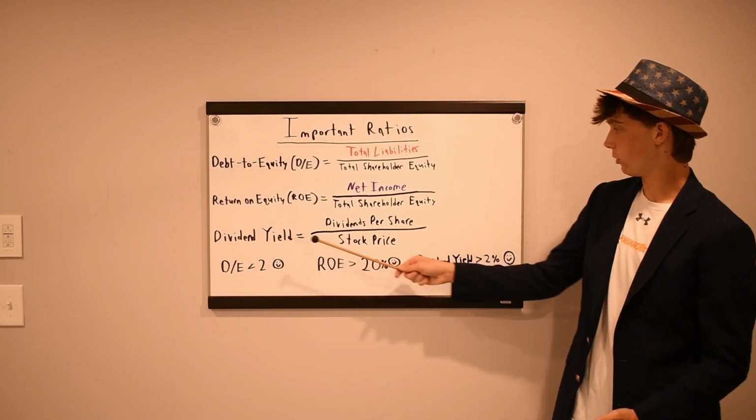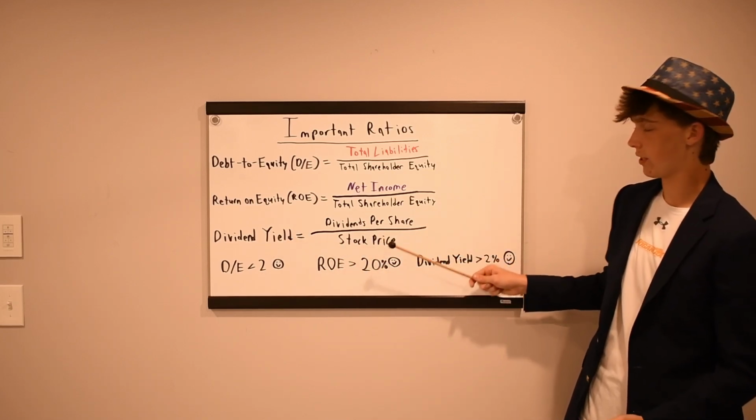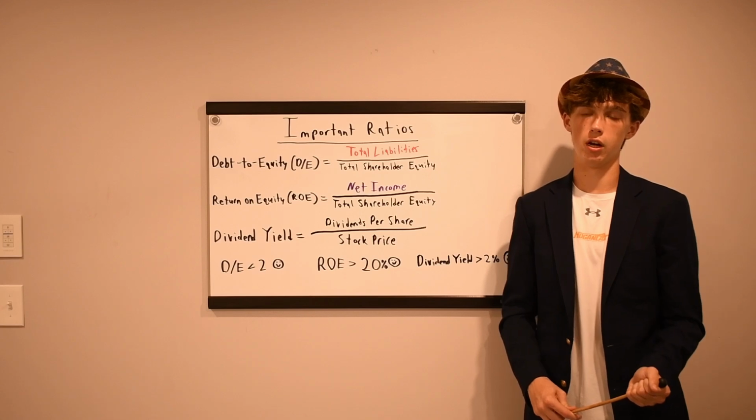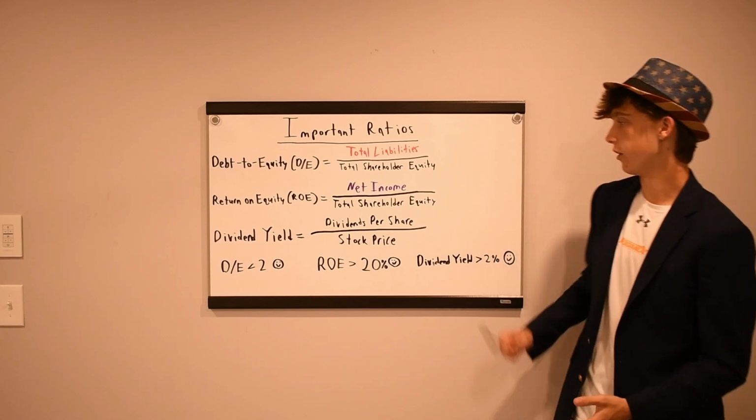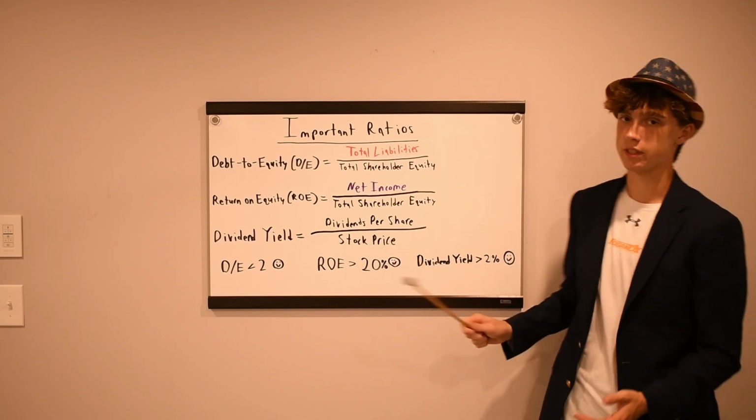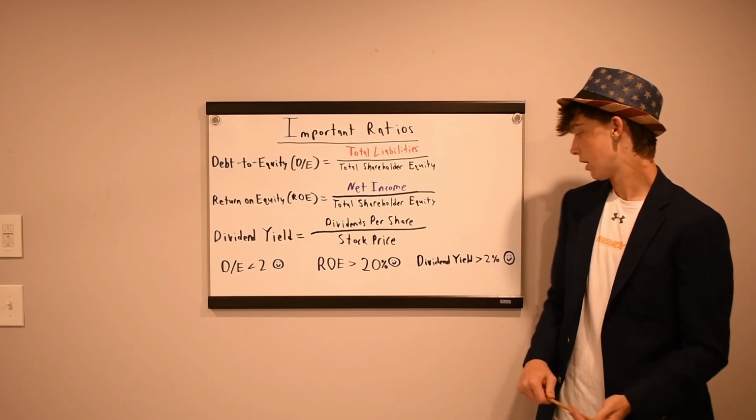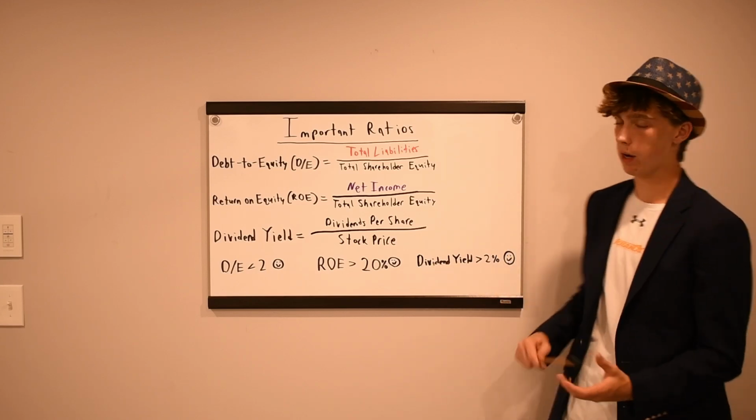Next is dividend yield, which is your dividends per share over stock price. A dividend is a distribution of extra profits to shareholders, and your dividend yield is how good a company's dividends are compared to its stock price. Ideally, you want this number to be above 2%.